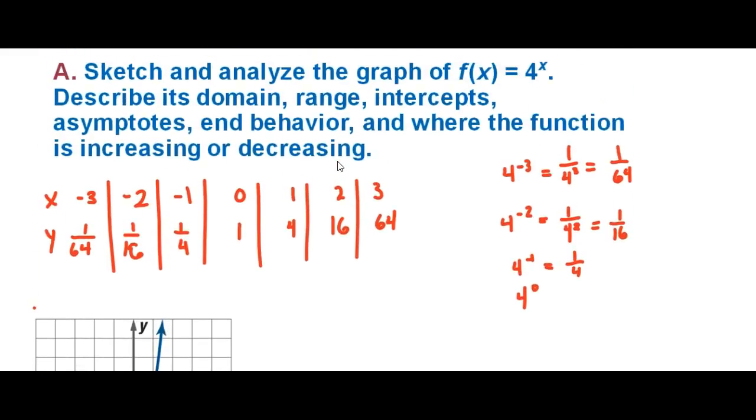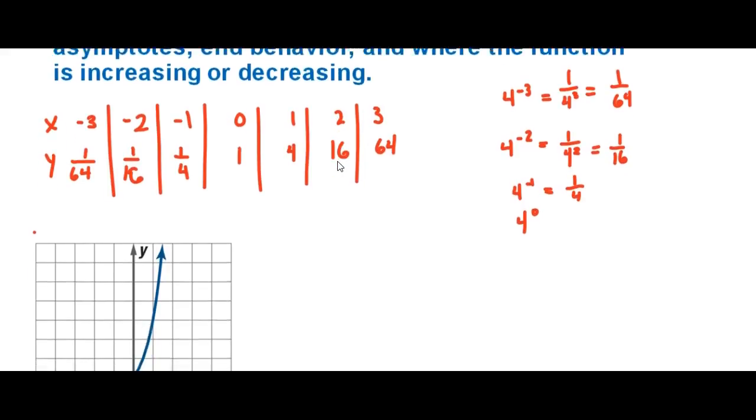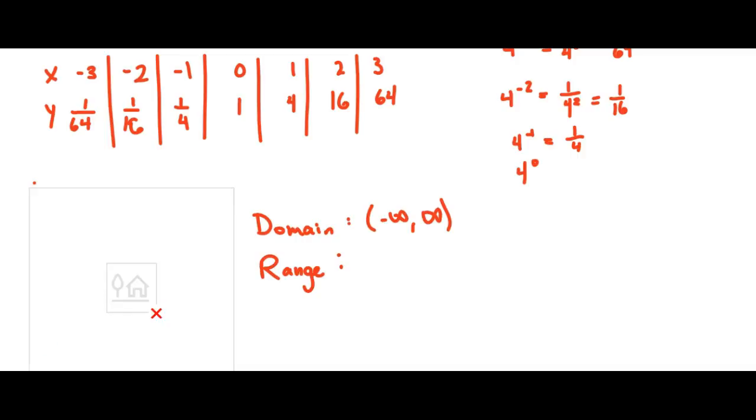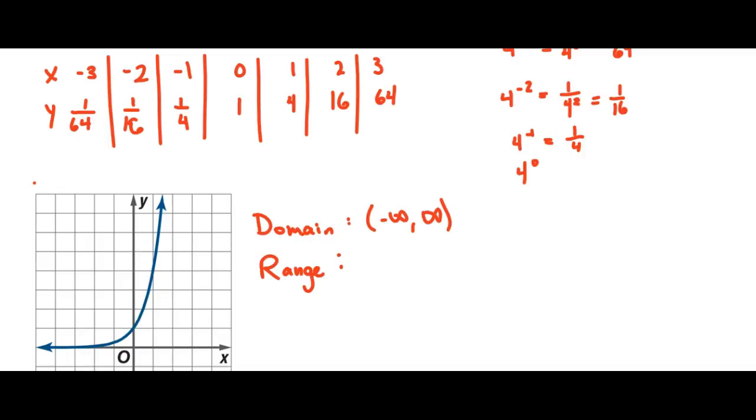So when we look at what we're trying to find here, we want to describe the domain. The domain appears to go to the left all the way, and nothing's stopping it from going all the way to the right. So our domain is from negative infinity to positive infinity. The range, though, does seem to have a limit. When we go down, it seems to be stopping at 0, never reaching 0. So we're going to put our range from 0 to infinity.